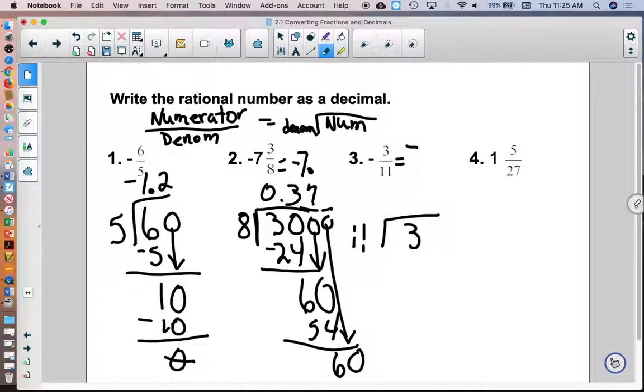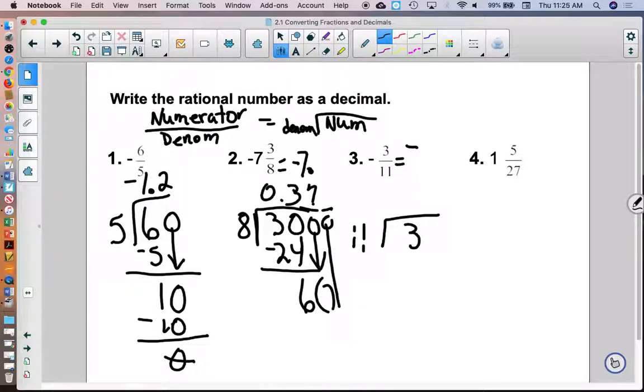Oops, I didn't write that right. Did I say it a while ago and just didn't write it right? No, you said 54. So I bring down the 4 and I add a 0. Is 8 going to go into 40? Yes. How many times? 5 times. So what's my answer? Negative 7 and 3/8 converted is negative 7 and 375 thousandths.